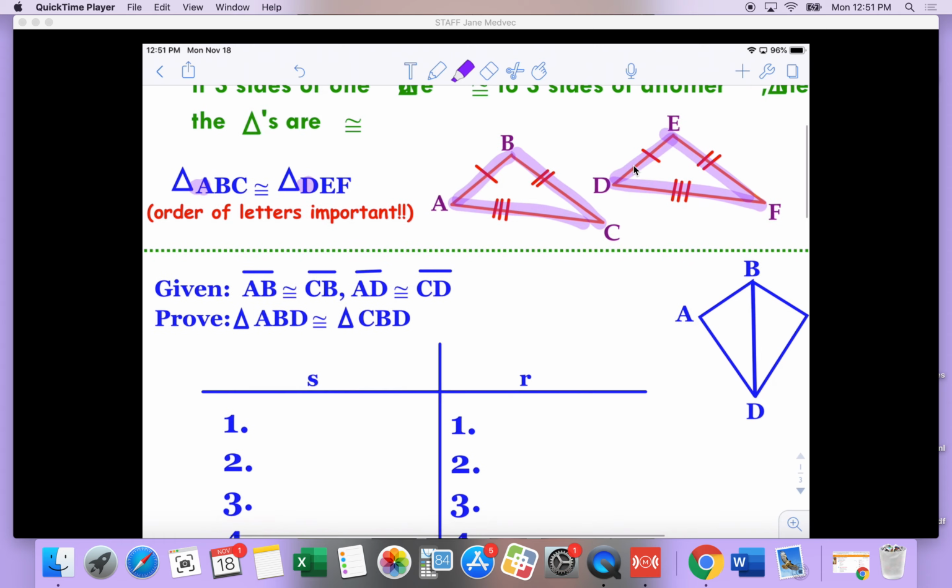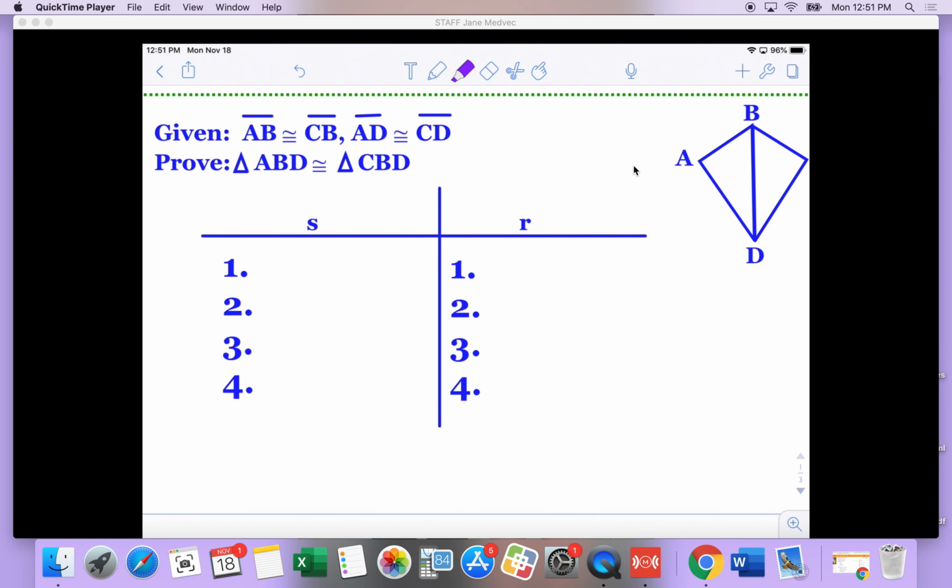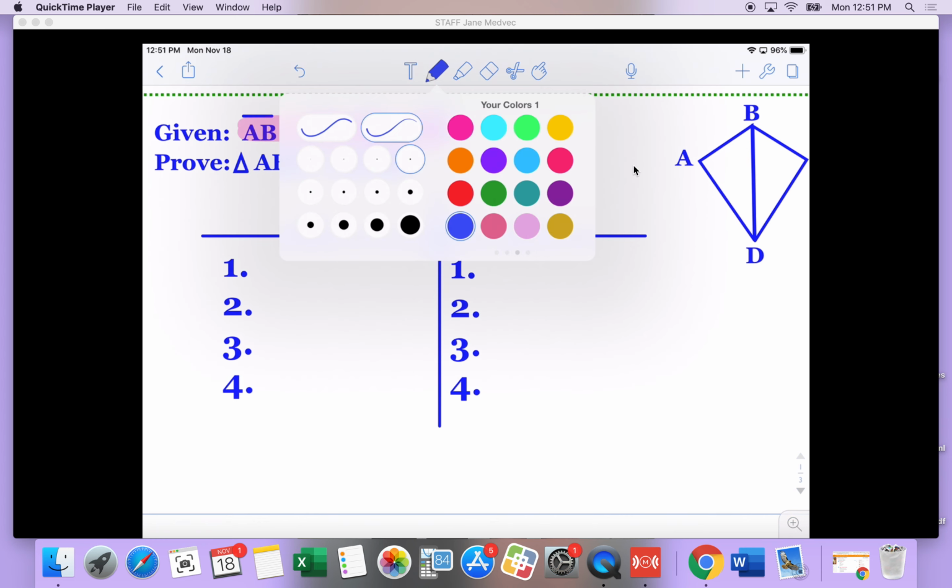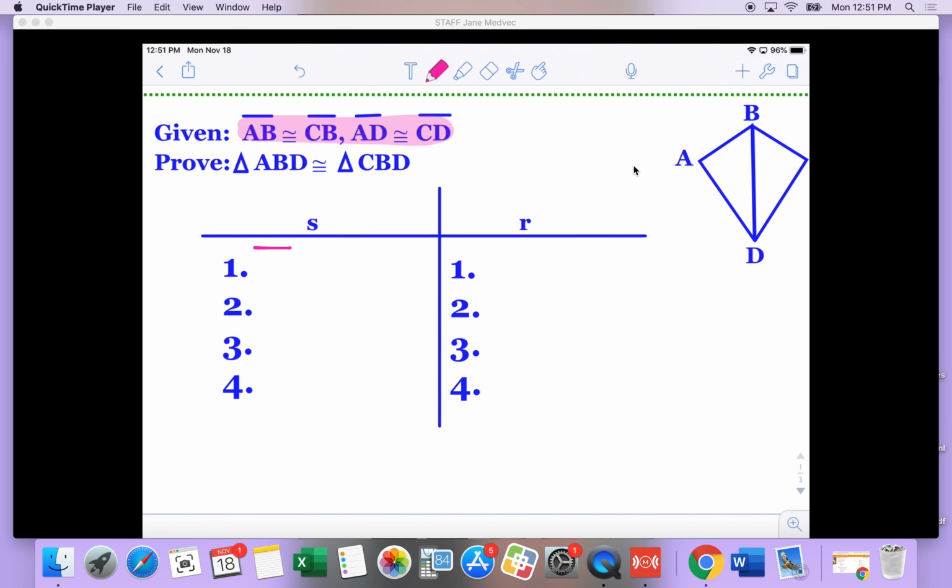Okay, so here's our first proof. And again, when we do our proof, the first thing we start off with is the givens. So here are our givens. I'm going to write line segment AB is congruent to line segment CB, and I'm going to write given. So you always start with the given, and you write it identical to what you see in the given.